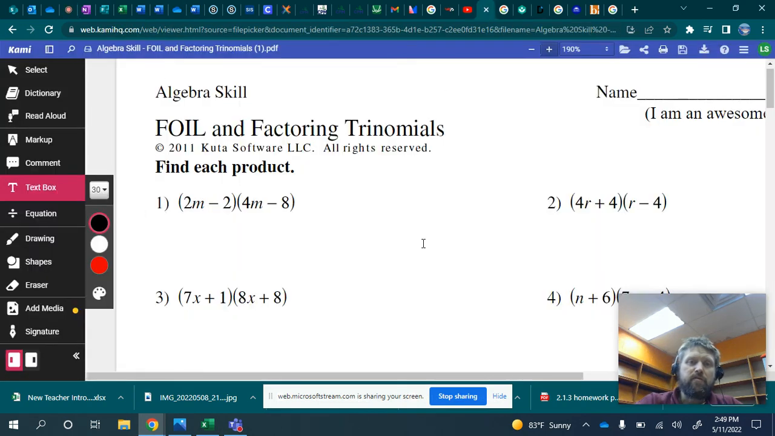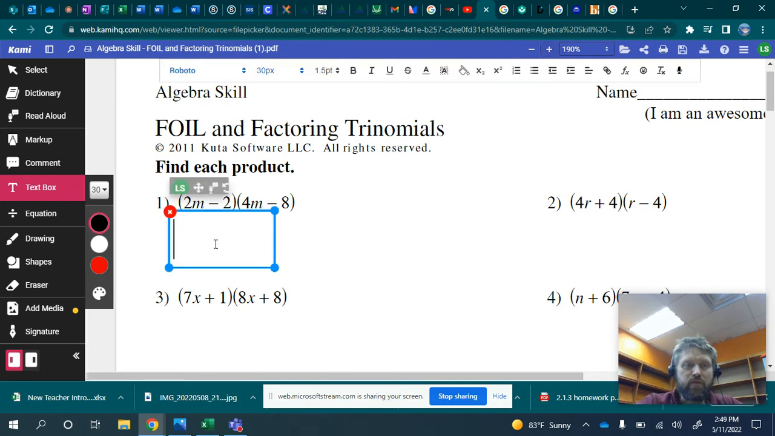All right, guys, I'm going to do a quick tutorial for you guys on FOIL and factoring trinomials. There's two different parts to this homework assignment you guys have. I just want to make a quick video. The first section, page one, which has FOIL.